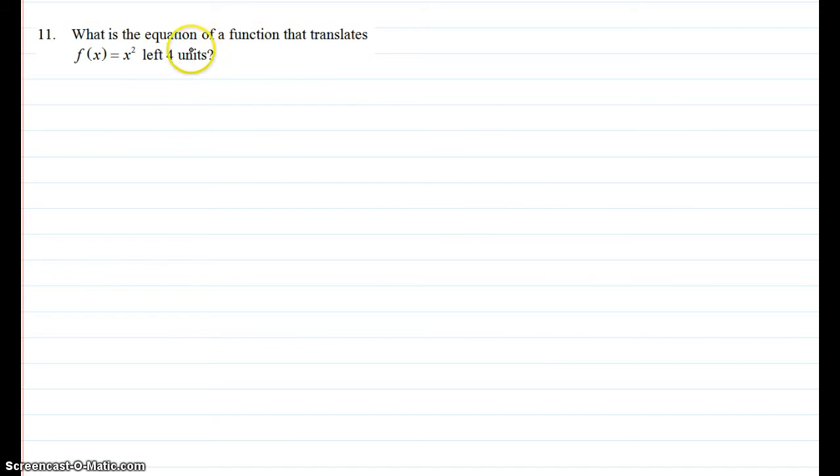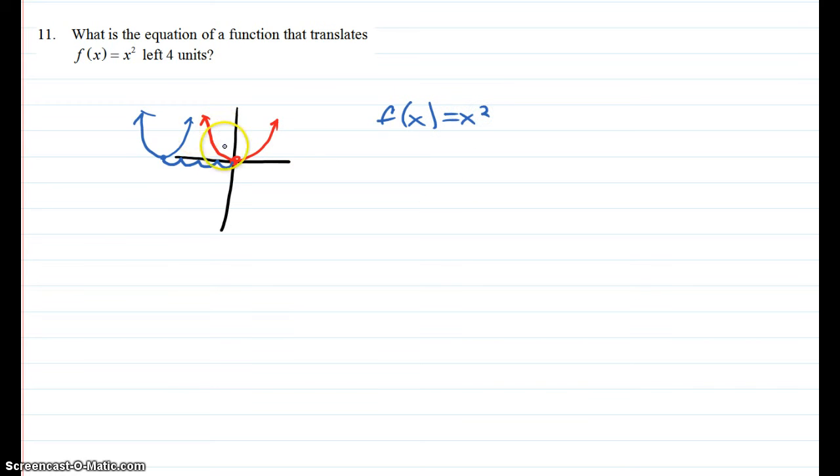All right, number 11, what is the equation of a function that translates our parent function x squared left 4 units? If we had our parent function, we want to know what moves the vertex right here 4 units to the left. So this would be our new graph. Our parent function is f of x equals x squared, and what would move that 4 to the left? It's inside the parentheses.